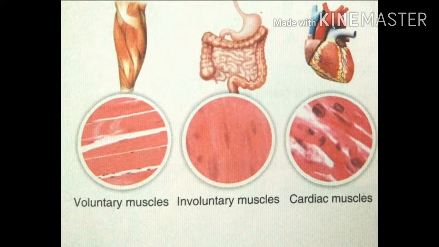Let's see the kinds of muscle. There are two types of muscle: one is voluntary muscle, another one is involuntary muscle.